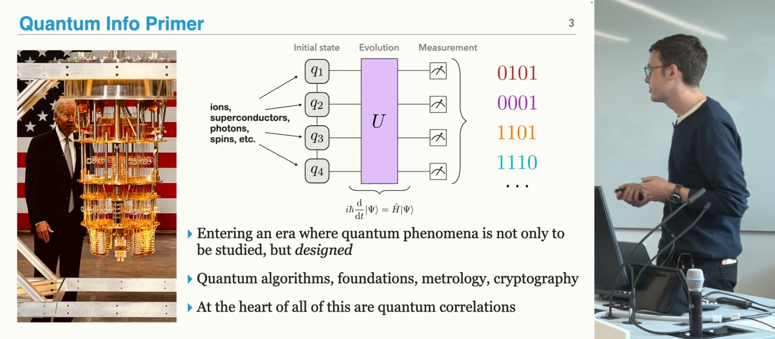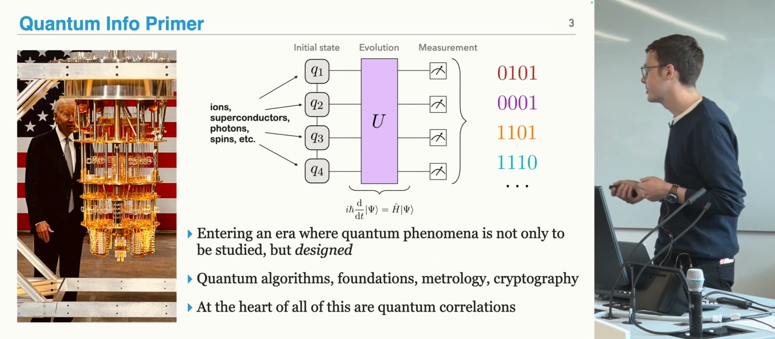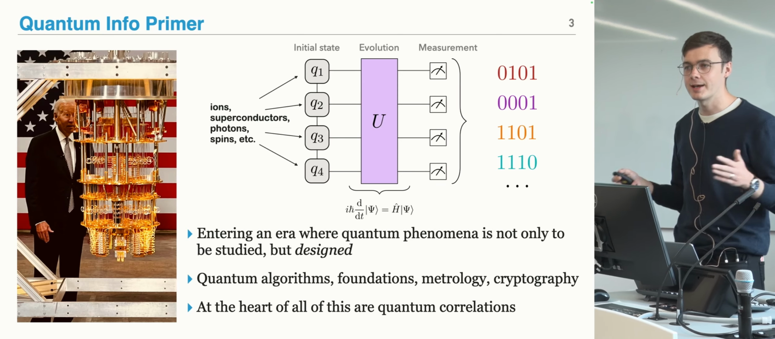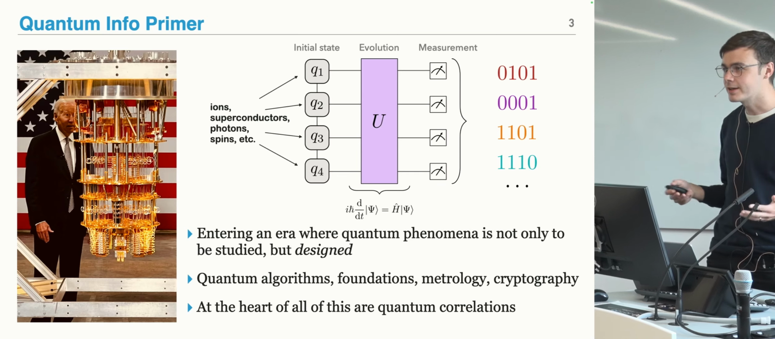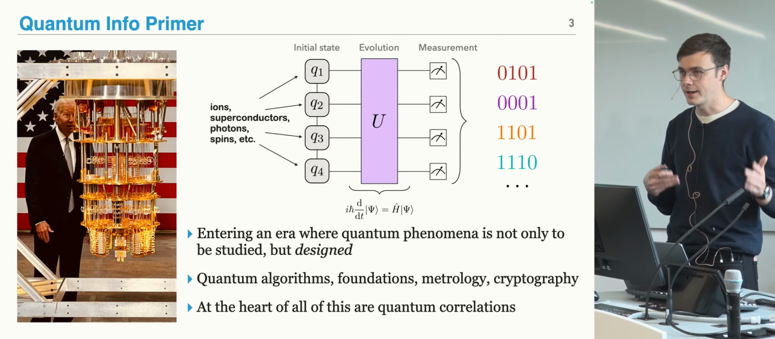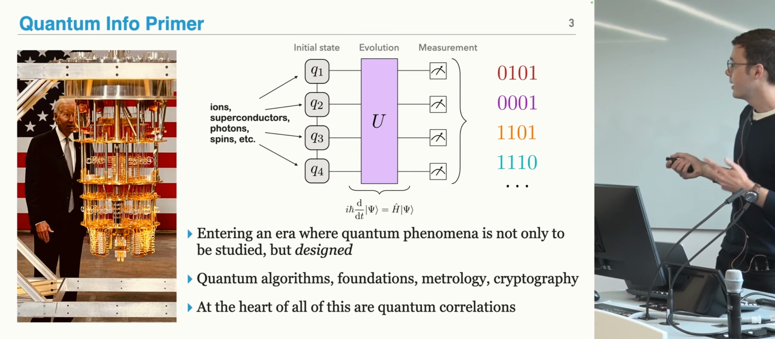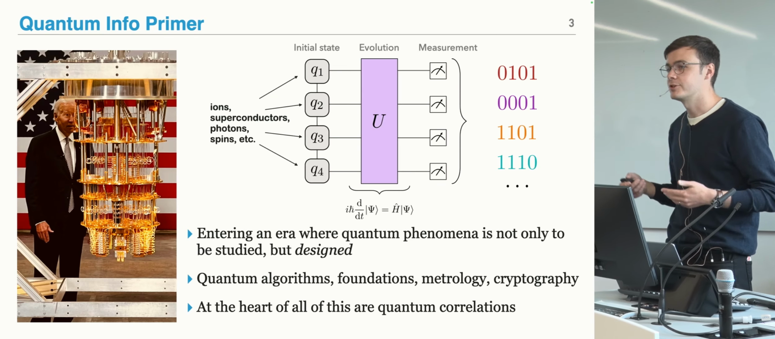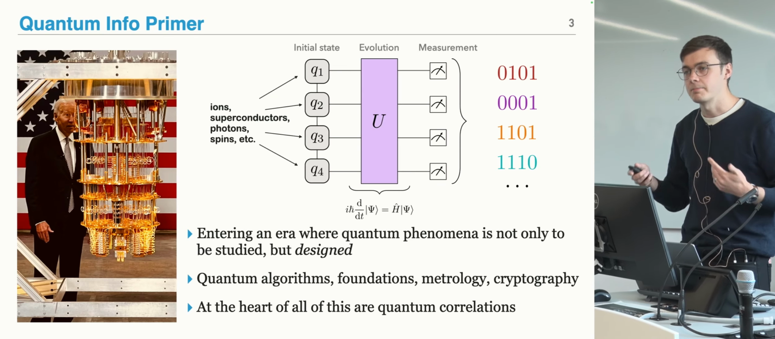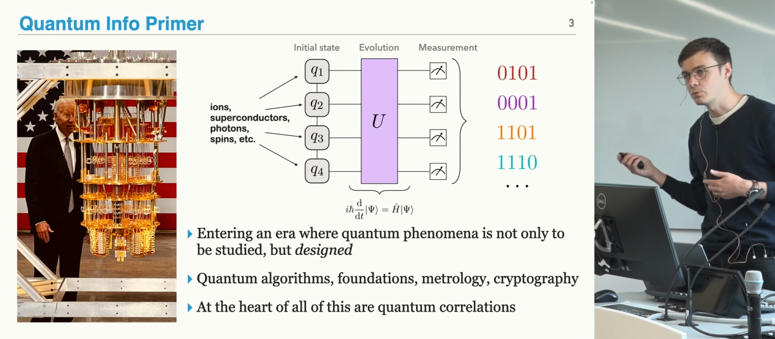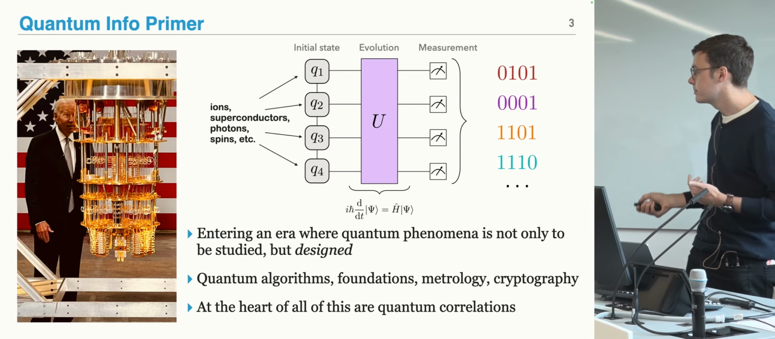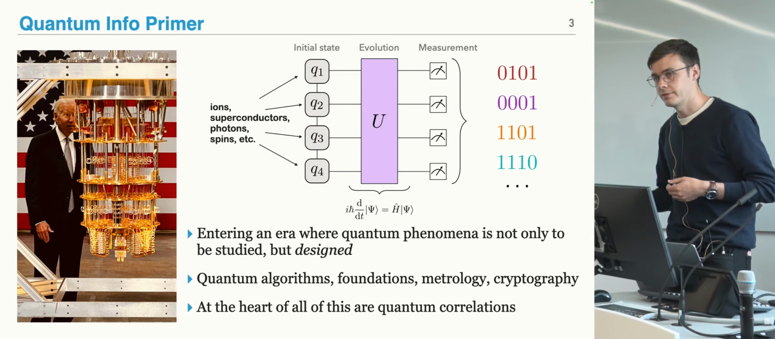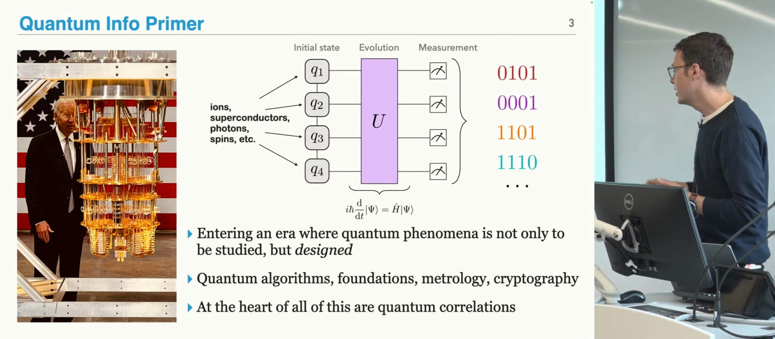So you might have heard that we're entering an era known as the second quantum revolution. And broadly speaking, the delineation here is supposed to be that in the first 100 years, we had these quantum mechanical properties which were studied and led to a lot of technologies through the understanding of those. And the purported direction is that we are now designing quantum systems, or engineering quantum systems, to basically manufacture interesting quantum phenomena at will, to do things like realize quantum algorithms, foundational experiments, quantum sensing, cryptography, these sorts of things. And at the heart of all of this are quantum correlations.